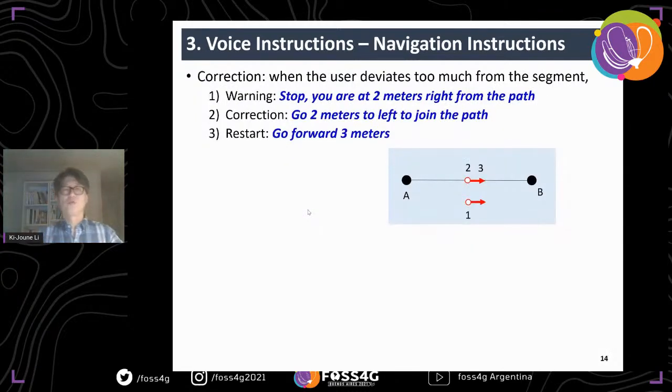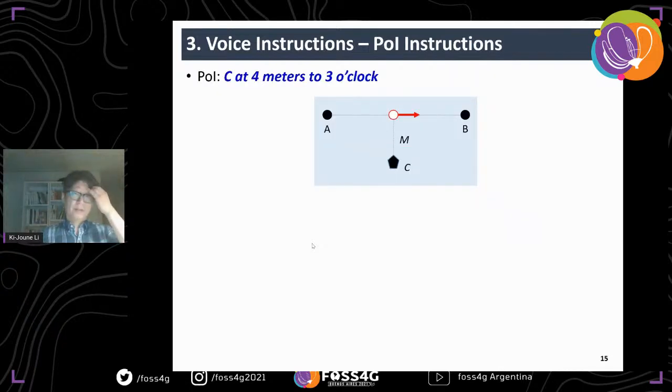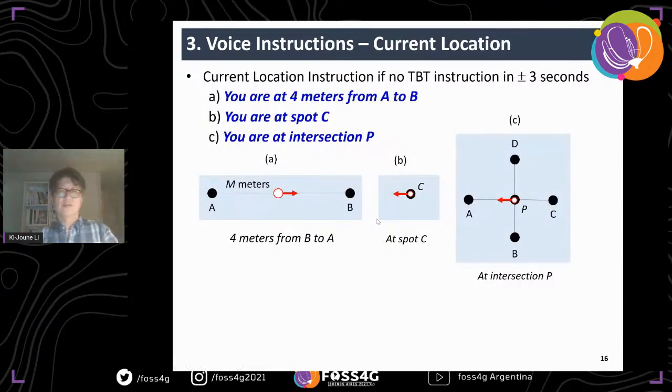And sometimes the user may deviate too much from a given segment. Then we provide a correction segment, such as a warning segment, correction segment, and restarting segment. And for the POI instruction, this is very simple. For example, if you are here and you want to provide a POI instruction, then you may give an instruction like "POI C at 4 meters to 3 o'clock." That is quite simple. And the final instruction is the information instruction about the current location.